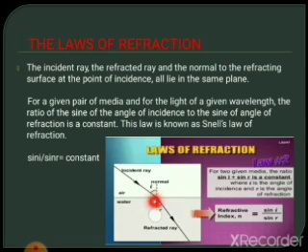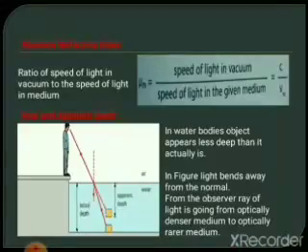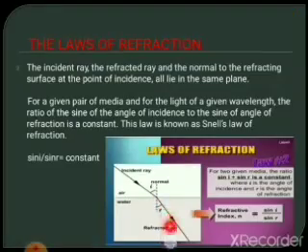This is the point of incidence. At the point of incidence, we draw a normal. That normal is perpendicular to the surface, perpendicular to the boundary separating the two media, and this is the refracted ray. You can see this is a ray of light and this is another ray of light. Here the ray of light changes its path. Along with the change of path, the velocity of light got changed.